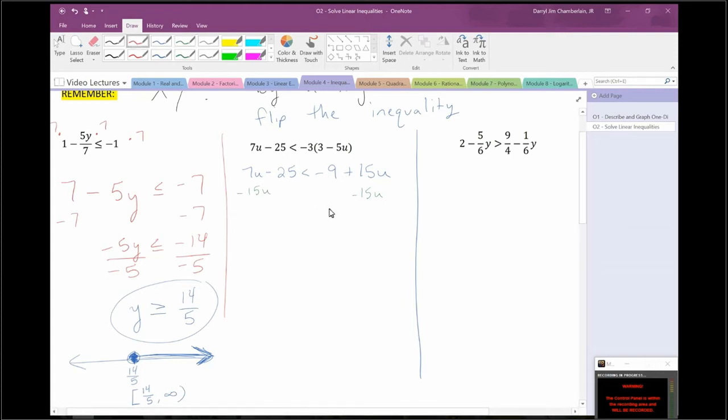And I get negative 8u minus 25 less than negative 9. So now I'll add my 25. Divide by negative 8. And again, since I'm dividing by a negative number, I need to flip my sign.